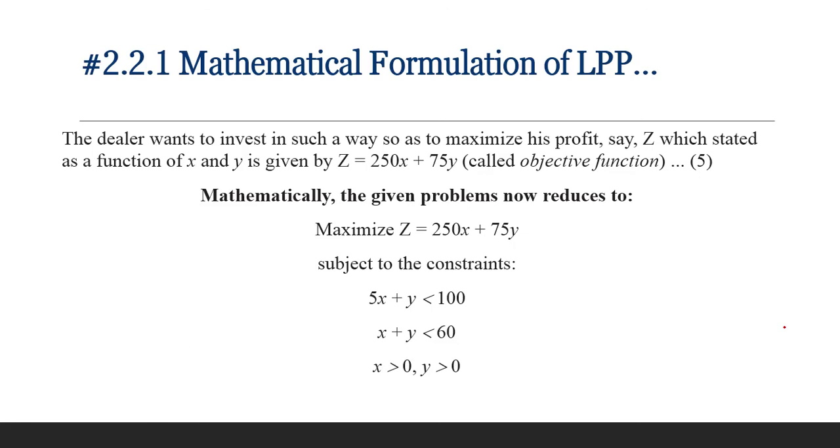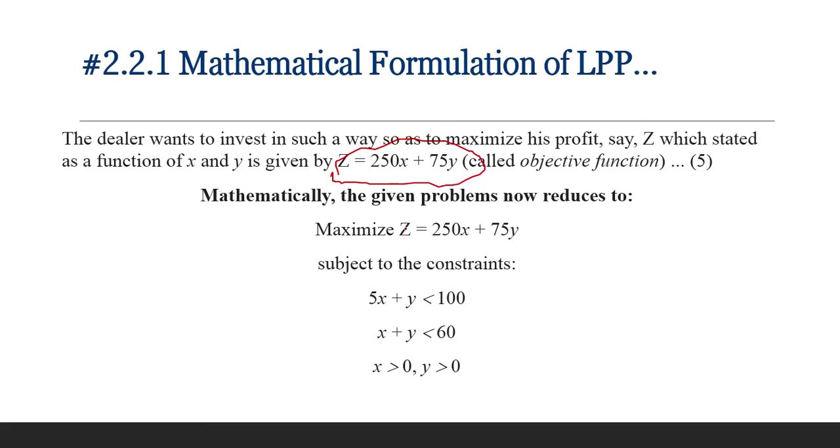Now coming to the main equation, that is the profit. Here, this is the main one. The dealer wants to invest in such a way as to maximize his profit, say Z. You can use the alphabet Z to denote profit. That is your objective, which stated as a function of x and y is given by Z is equal to 250x plus 75y. This is the objective function. The goal is to maximize profit.